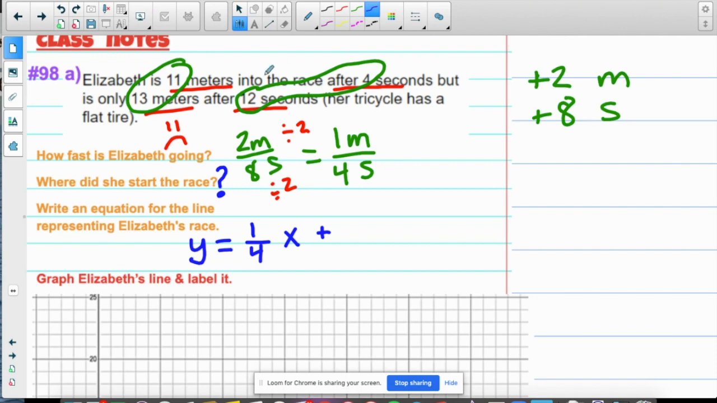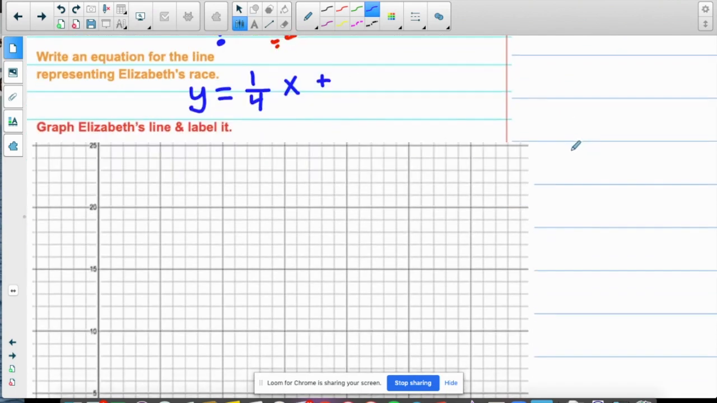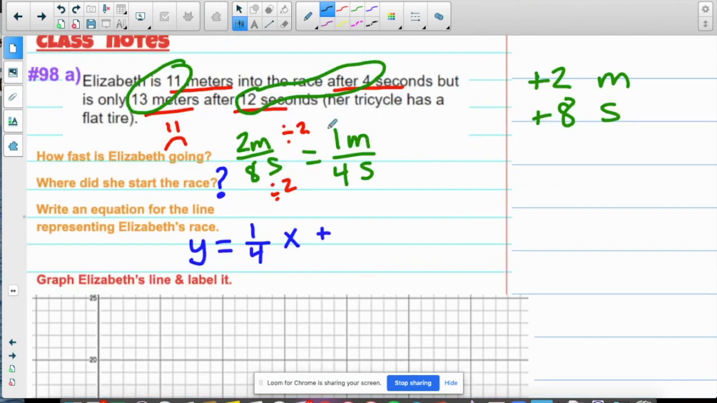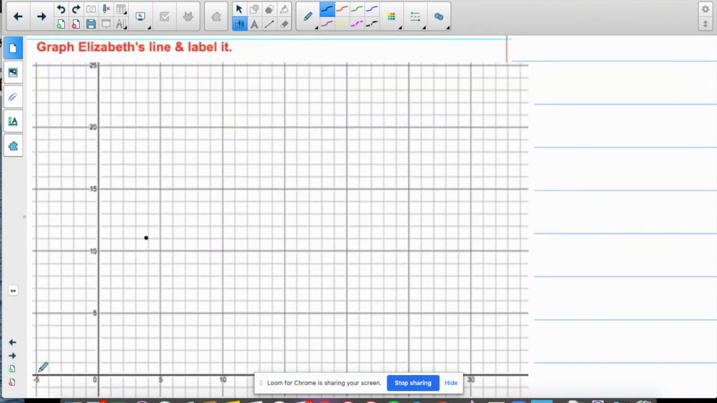And I'm going to graph the 2 pieces of information that we know. So 11 meters at 4 seconds. 11 and 4. And our other piece of information is 13 meters at 12 seconds. So 13 at 12 seconds. So we need to know where she is crossing the y-axis.